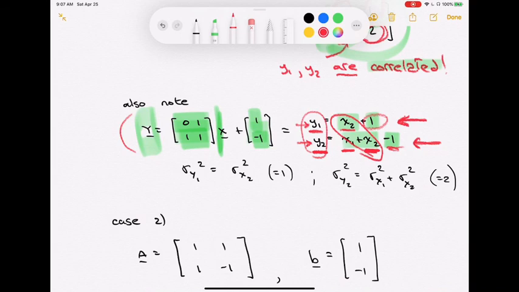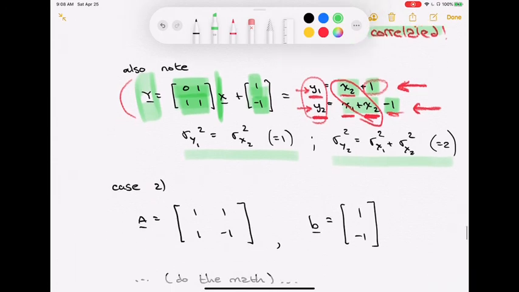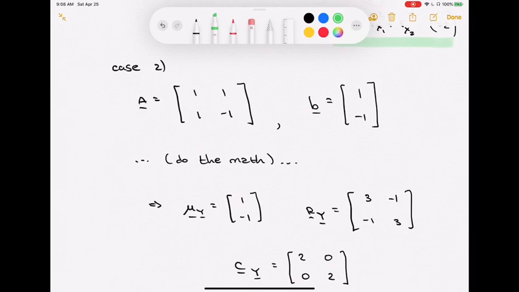Just a little bit of supporting calculation down there. Variance of y1 is just the variance of x2, which is 1. Variance of y2 is the variance of x1 and x2, each added together, that's 2. Let's look at one more case and then we'll be done with the lecture today.